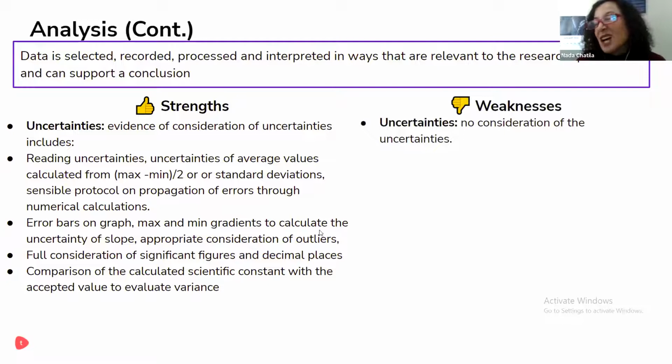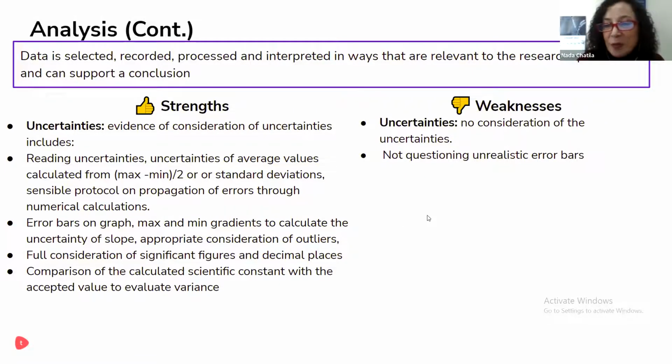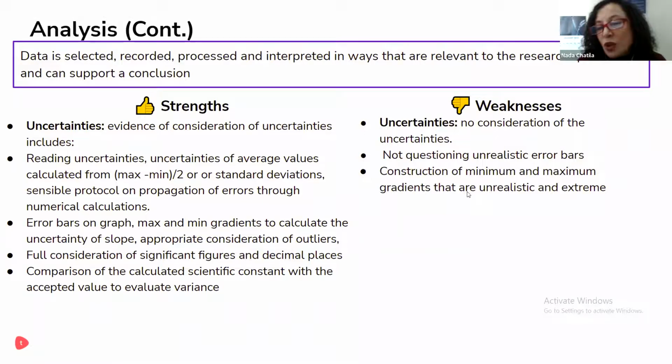When it comes to weaknesses, either no consideration of uncertainties, we see missing uncertainties in raw uncertainties, but the real problematic ones is not really questioning unrealistic error bars. We see huge error bars, and it doesn't occur to the students that this cannot be the case, that there is something wrong. They maybe made a mistake in calculating those error bars. Construction of minimum and maximum gradients that are totally unrealistic, totally extreme. They make no sense to the graph.